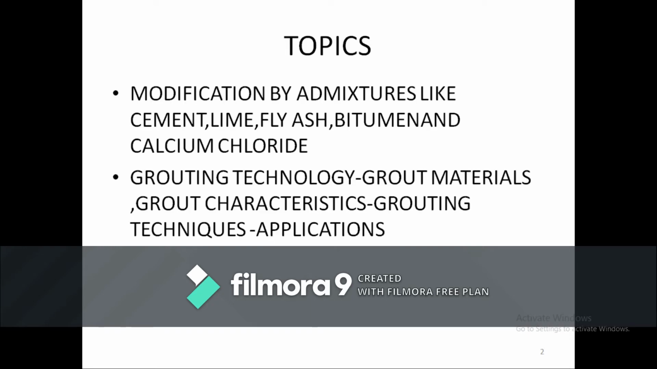So the various topics that are covered in Unit 5 are modification by admixtures like cement, lime, fly ash, bitumen and calcium chloride, grouting technology, grout materials, grout characteristics, grouting techniques and applications. So in this topic, we'll see first what are the different types of admixtures that are added to the ground in order to change their properties.